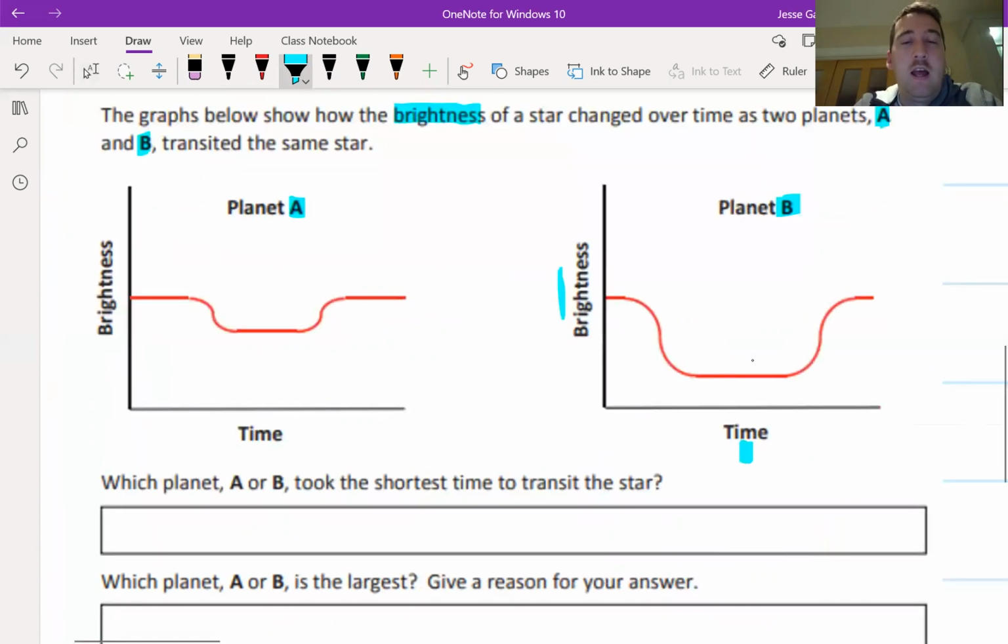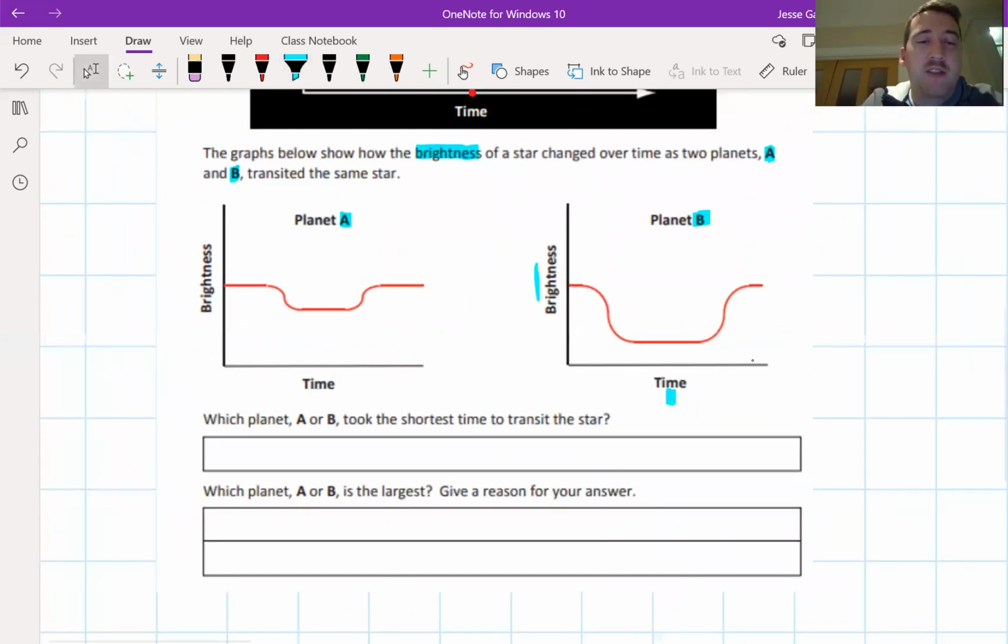All right, so interpreting these graphs, it says which planet, A or B, took the shortest time to transit the star. So pause the video, take a good look and see which one took less time. Write down the answer. Pause the video and do that now.